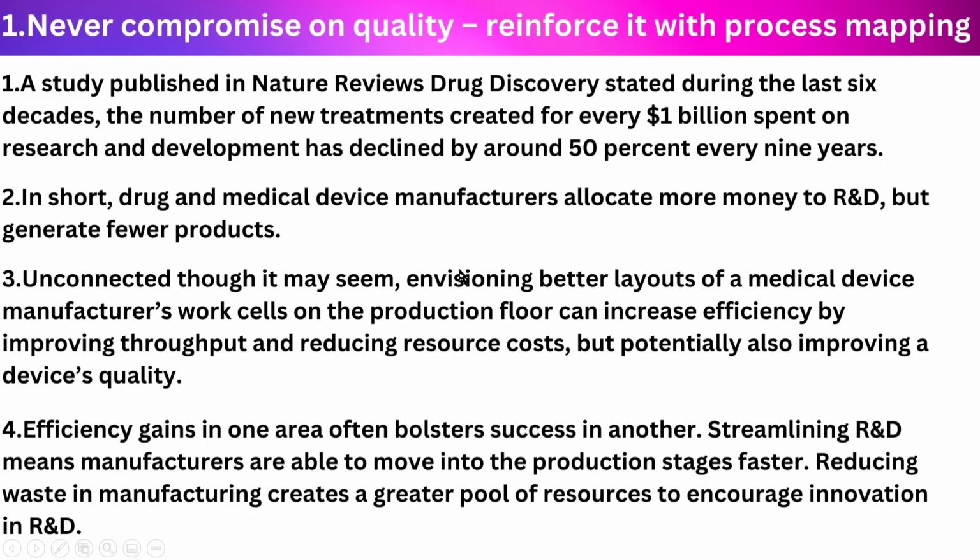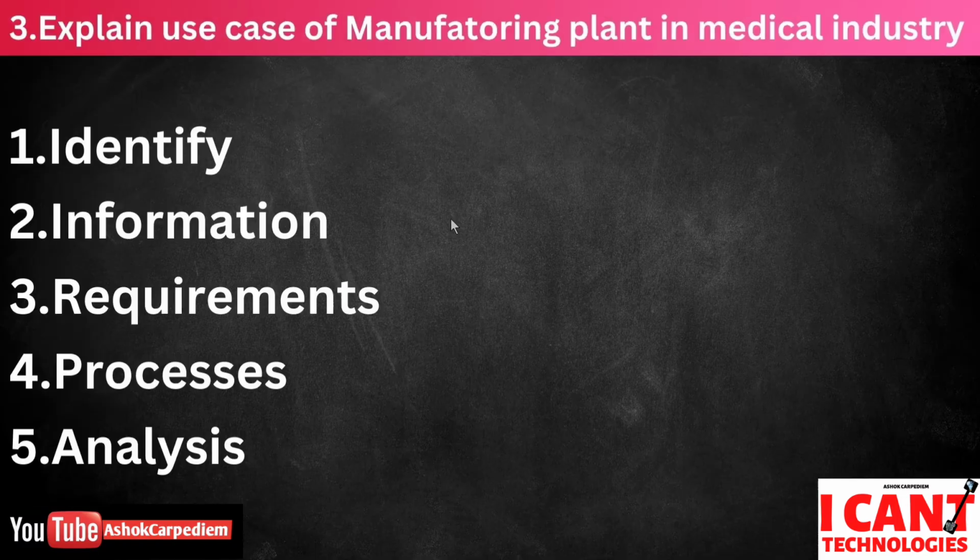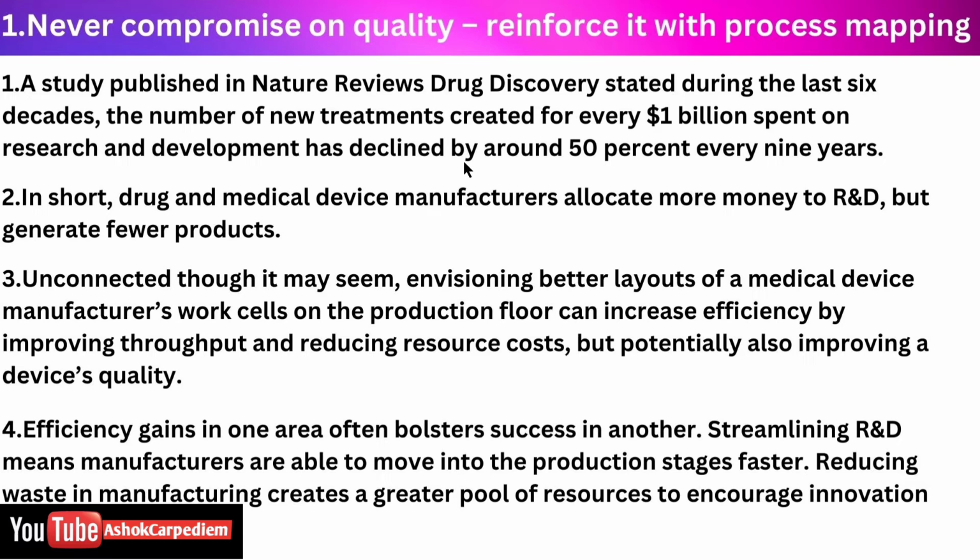In the first step, what they want is improving the manufacturing plant. So what actions can we take to improve the manufacturing plant in different industries? First, you should never compromise on quality, and reinforce it with process mapping. If they ask in the exam, you can write this with the correct words. Now I will explain what it means. To improve any manufacturing plant, quality is a must. That is what they are trying to explain here.